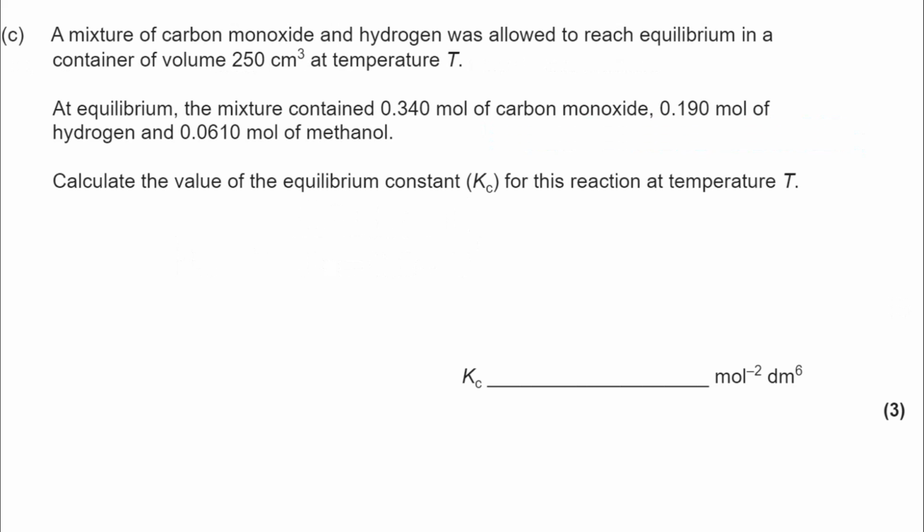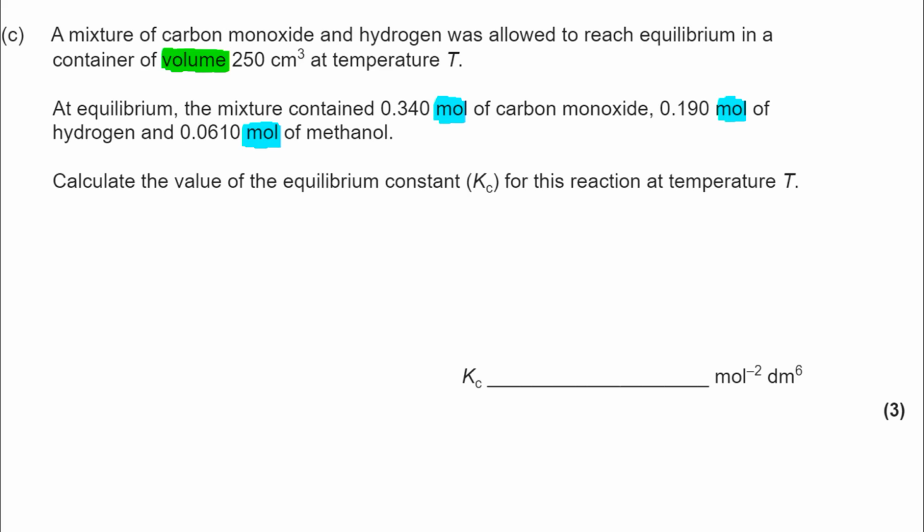Okay, moving on to part C. And we have here a calculation. We're told what the equilibrium mixture contains, but there's still a little bit of work to do. We're told that we've got 0.34 moles of carbon monoxide, 0.19 moles of hydrogen, and 0.061 moles of methanol.